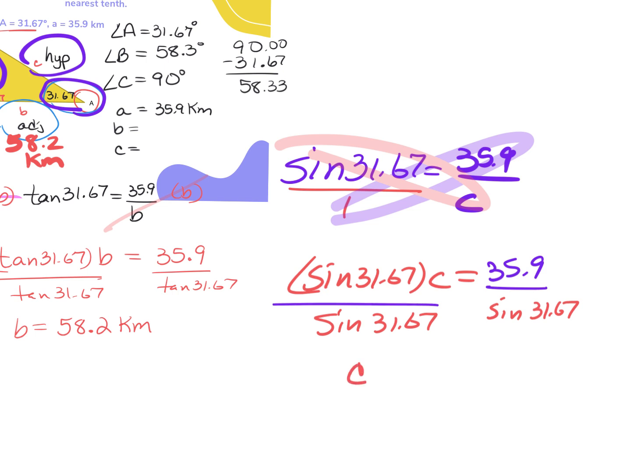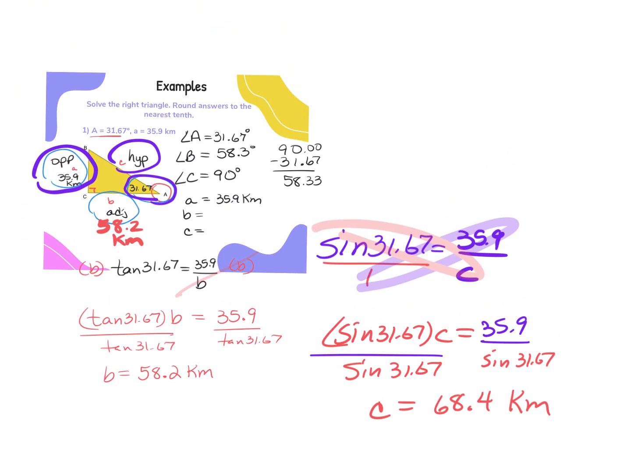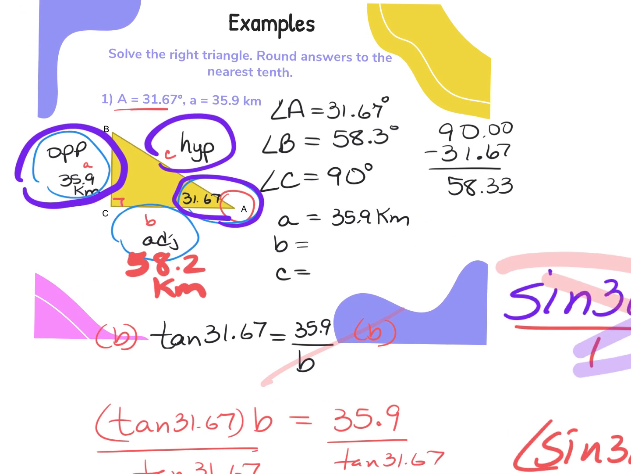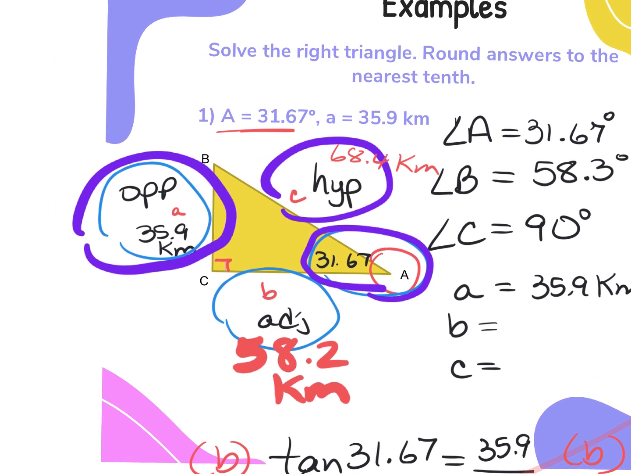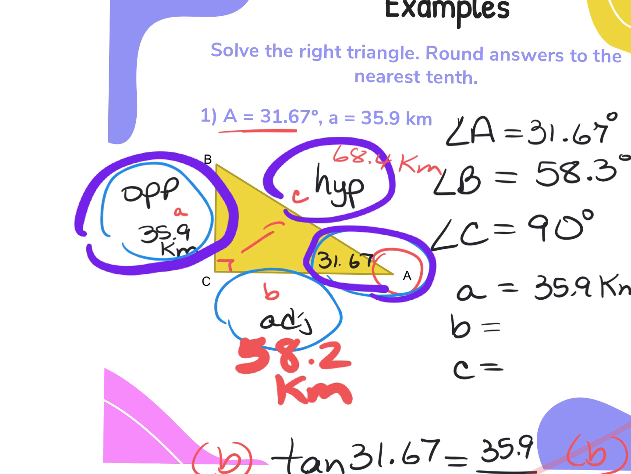And then you get little c, or side length c, is equal to 68.377, rounded to the tenths place, 68.4. And that will be the length of your hypotenuse. Now, after you're done solving this, make sure that your answers are making sense. Remember, the hypotenuse, the side across from the 90 degrees, that answer should be the biggest number. If it's not, chances are you did something wrong.